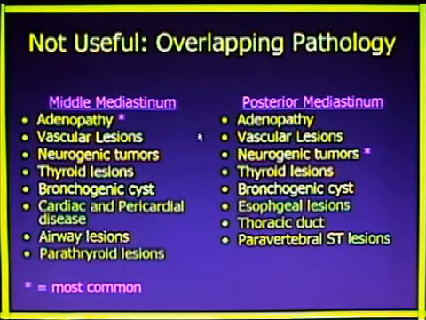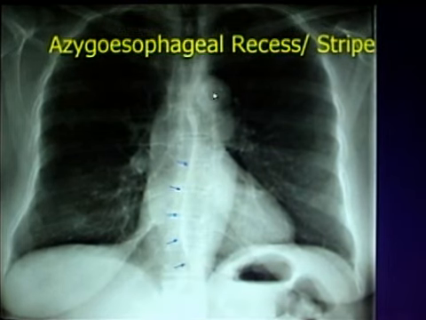So to further my questioning, and note again the green bordered iconoclastic slide, to further question whether this system is useful, I want to point out that there's a lot of overlap in pathology. The overlapping disease processes are in yellow. In the middle mediastinum, the most common cause of a mass is adenopathy, whereas in the posterior mediastinum it's a neurogenic tumor. But nonetheless, adenopathy, vascular lesions, neurogenic tumors, thyroid lesions, and bronchogenic cysts can occur in both the middle and posterior mediastinum. So based on the overlap in pathology, again, one has to question whether these divisions are useful.